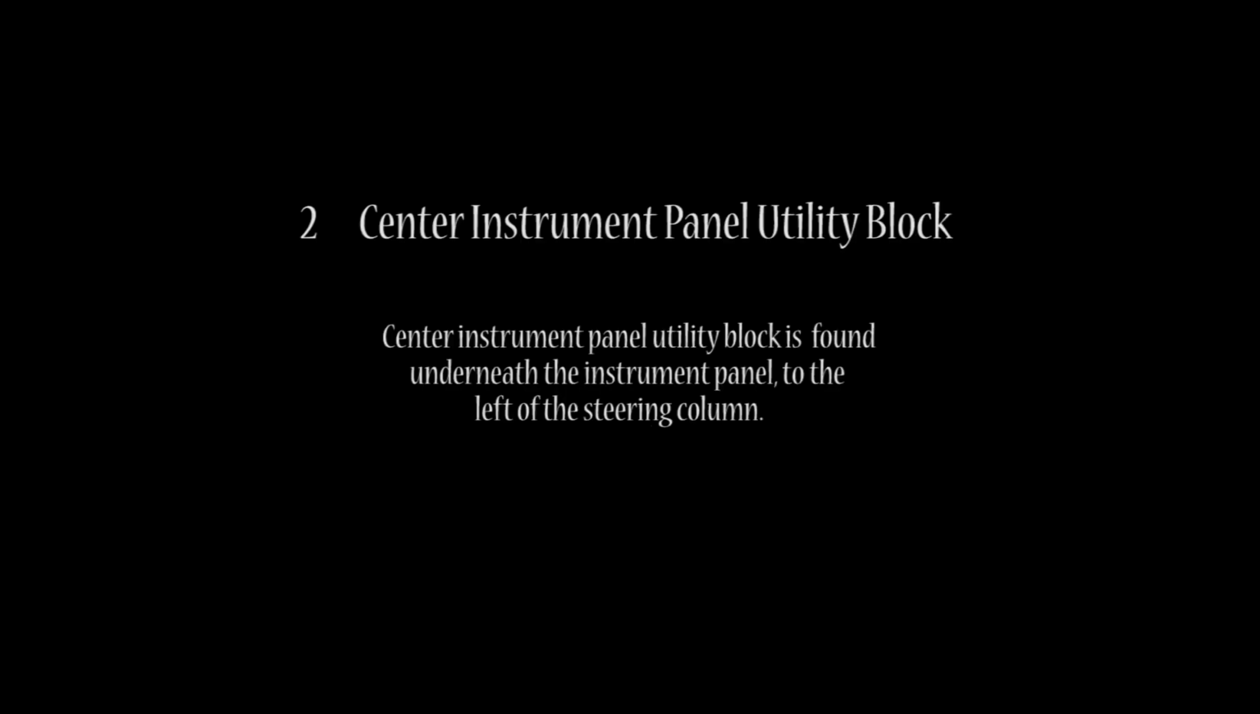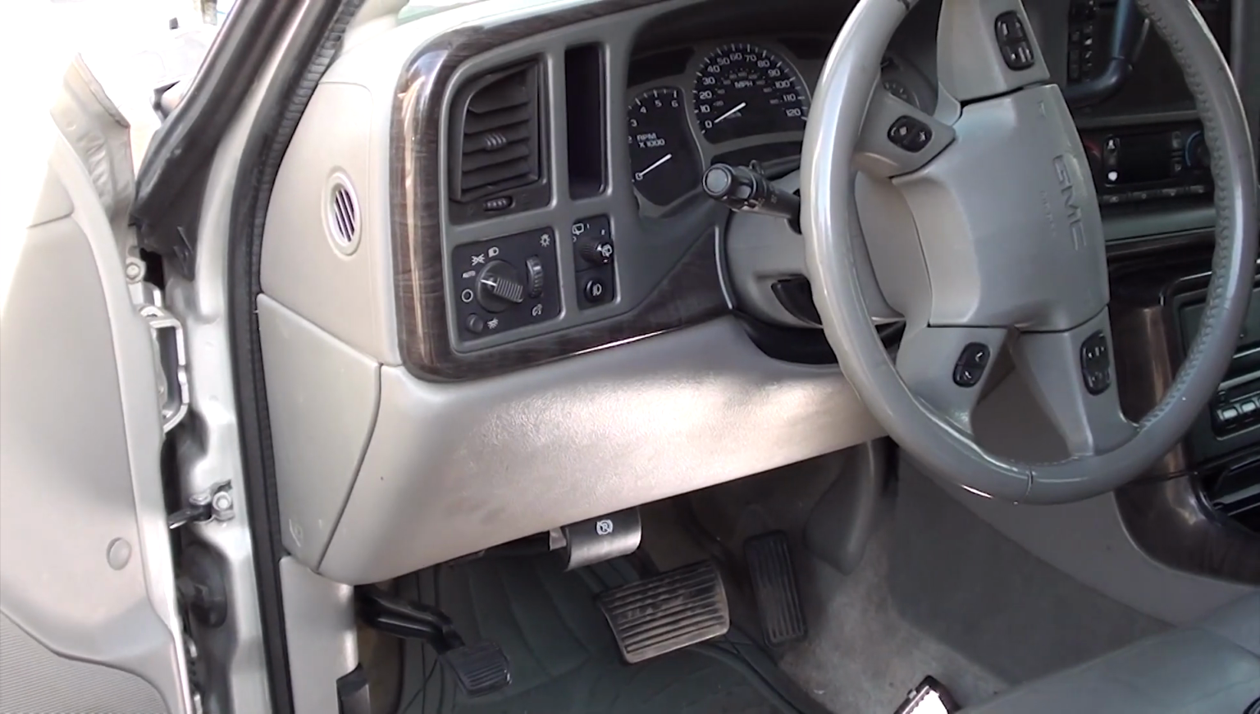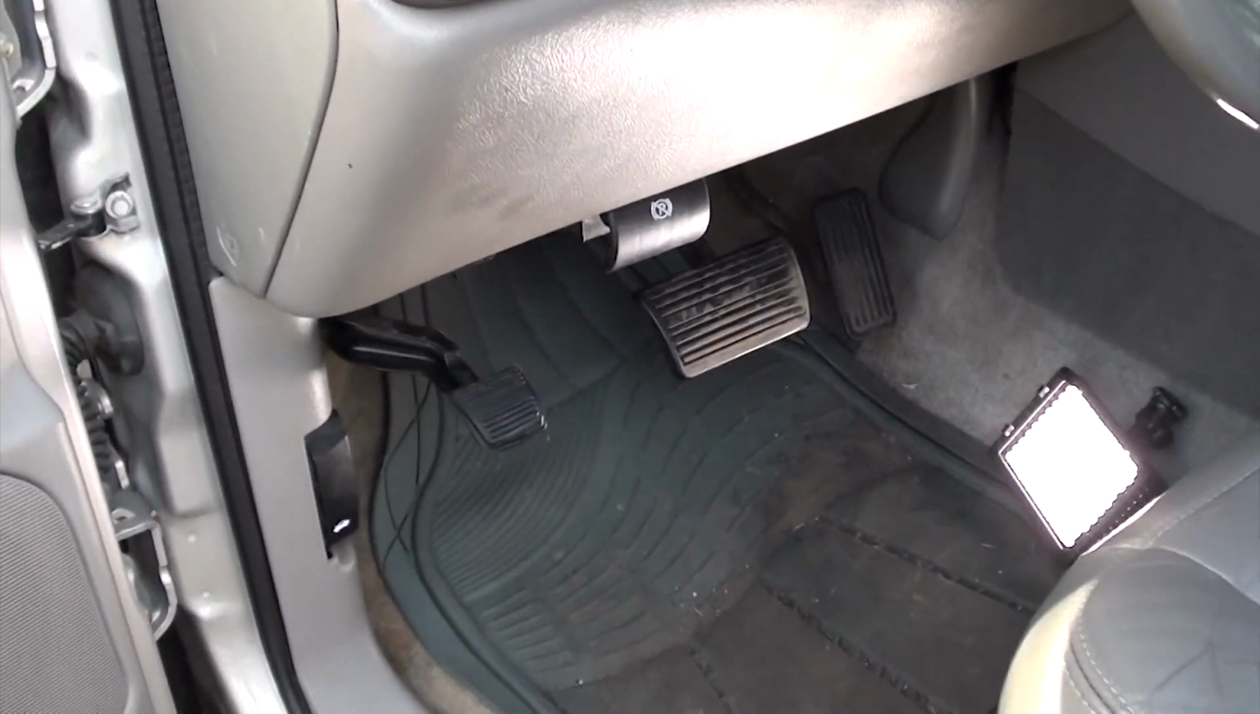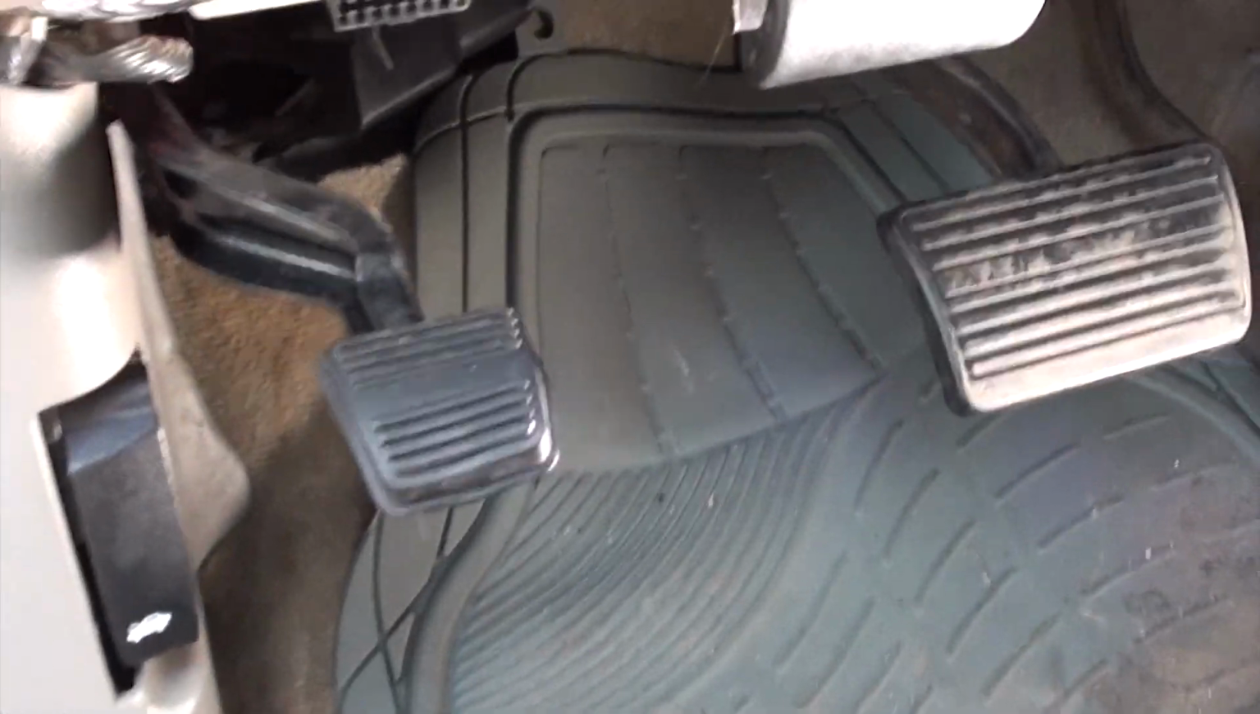Number 2, center instrument panel utility block. The center instrument panel utility block is found underneath the instrument panel to the left of the steering column. This particular fuse block, as you look underneath, has a plastic cover.